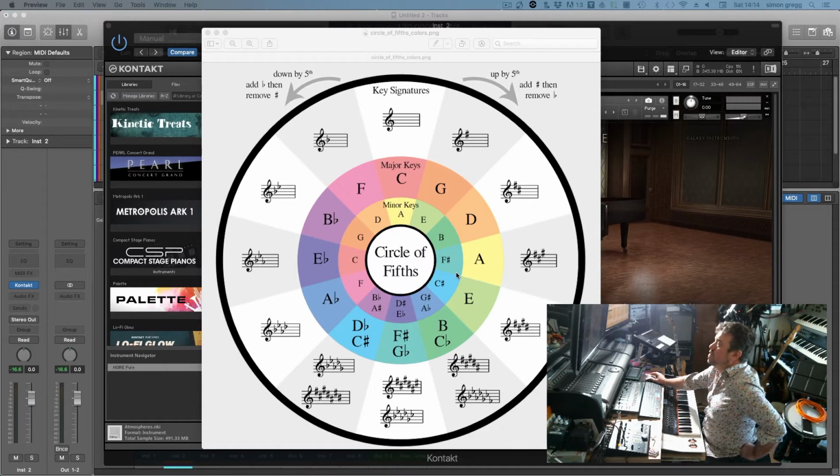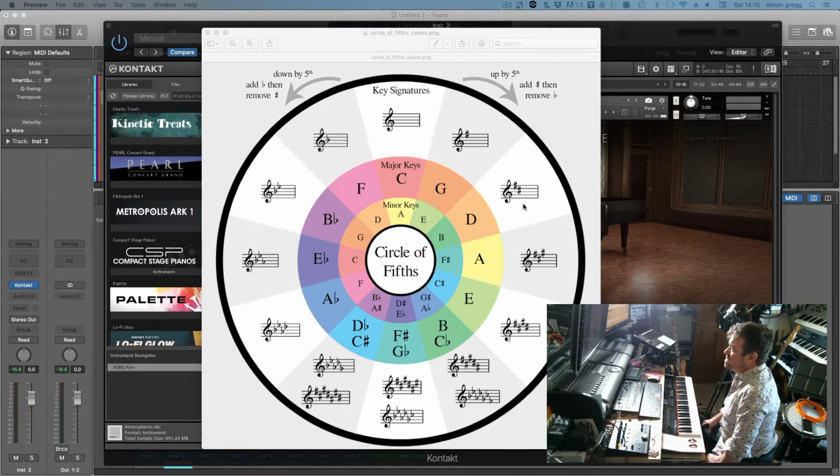But this is the most important thing to remember when looking at the circle of fifths. We add one, another, another, another, another, another, another. So I'm hoping that you're starting to understand that this is just a formula. The formula is how we add the notes.